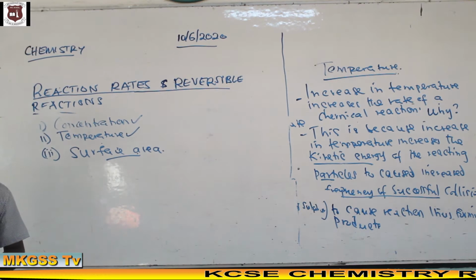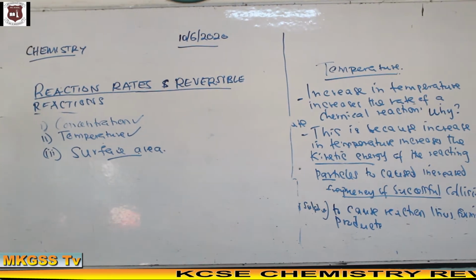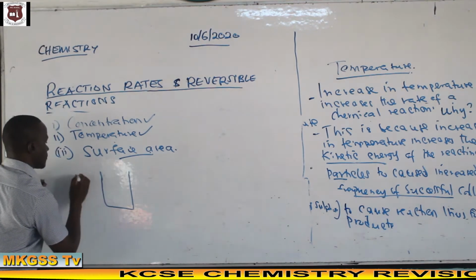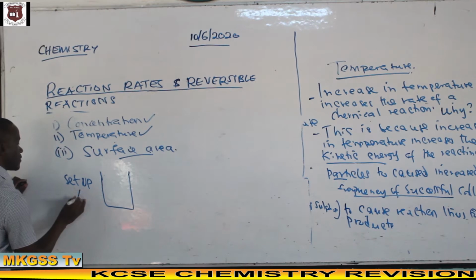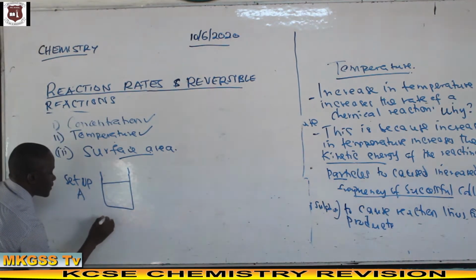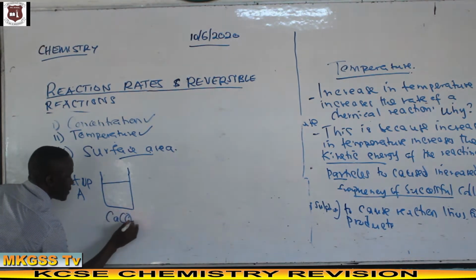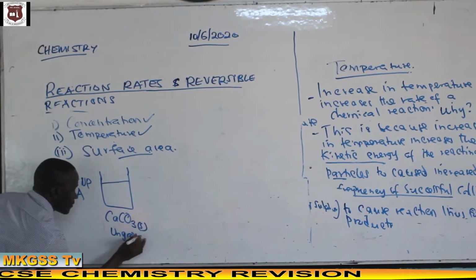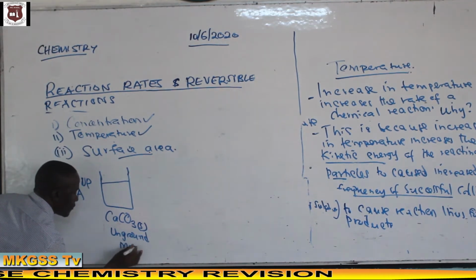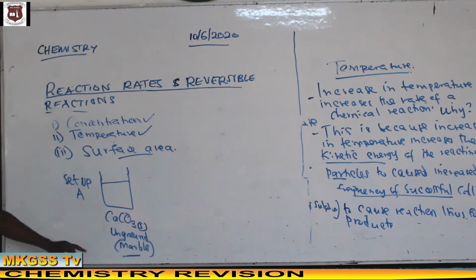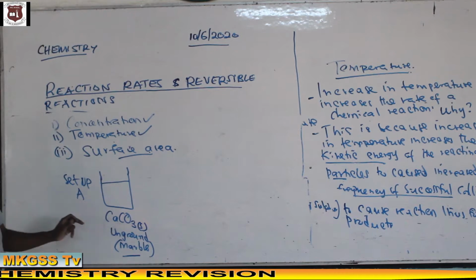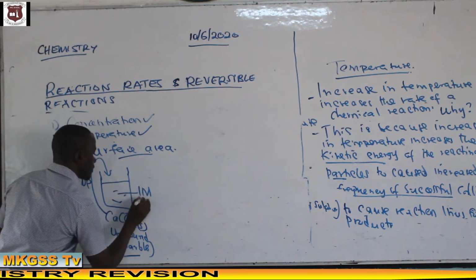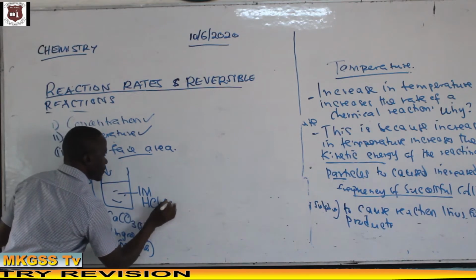Now, when we talk of surface area, then we are looking at the size of the reacting particles. Let's say in a setup A, we are reacting calcium carbonate, but they are unground, normally referred to as marble chips, reacting with 1 molar HCl, which is of course 40 cubic centimeters.